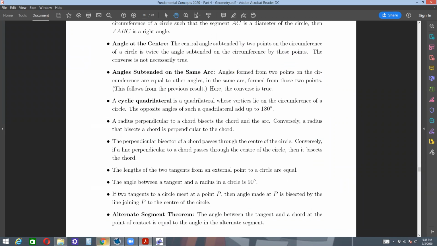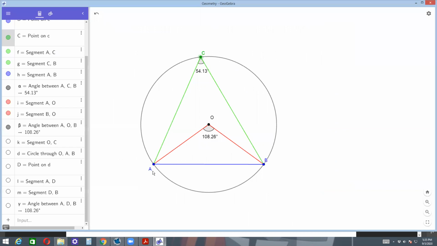Yeah, it's not stated here, but basically what it says is that if I have a chord AB of length X, and I have another chord CD or PQ or whatever of the same length X in the same circle, both of them would subtend the same angle. So if I have AB here and an angle 54.13, let's say AB was 5 centimeters on the circle. If I take another chord CD somewhere else that is also 5 centimeters, it will subtend the same angle. So equal chords subtend the same angle, basically.